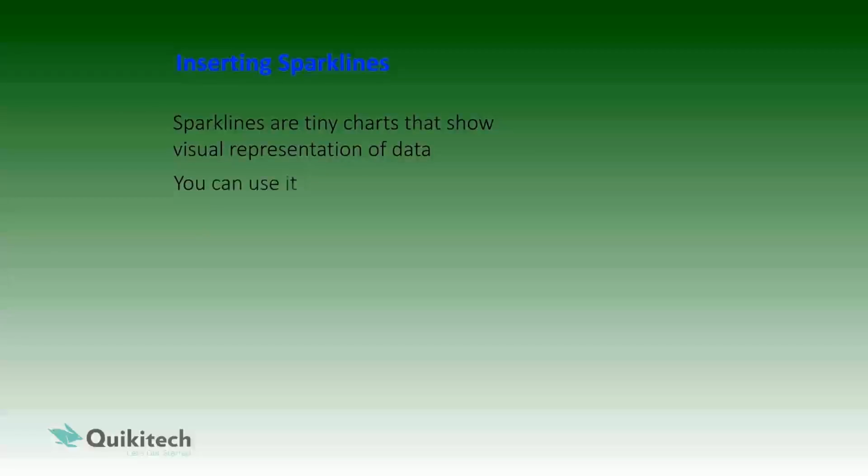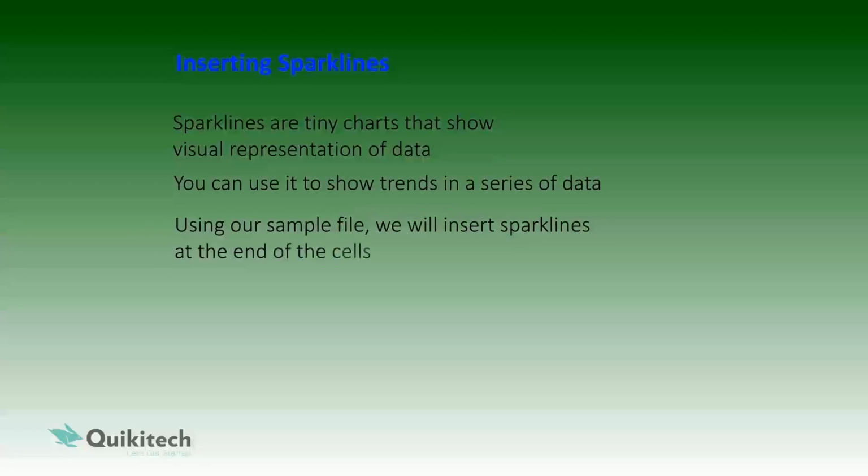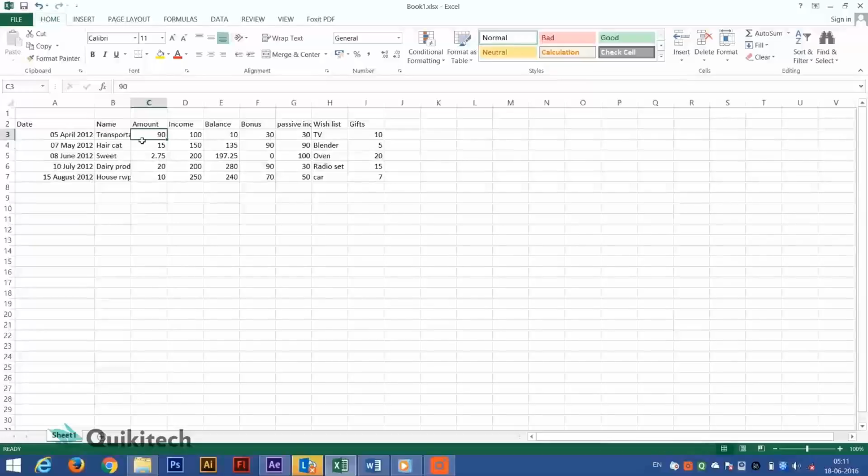Inserting sparklines. Sparklines are tiny charts that show a visual representation of data. You can use them to show trends in a series of data. Using our sample file, we will insert sparklines at the end of the cells. To do this, we will use the amount and income columns. Here are the steps. 1. Select the cells you want to represent in the sparkline, as shown in the figure on your screen.